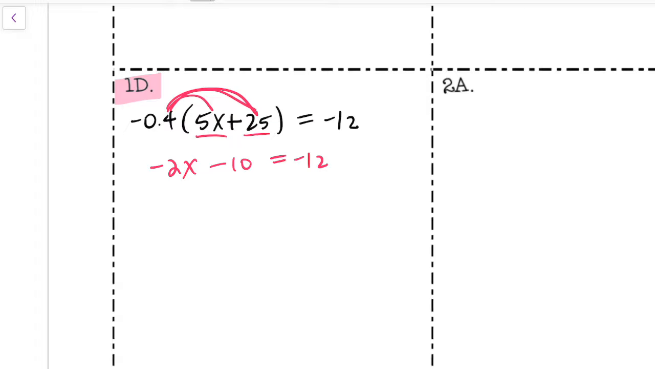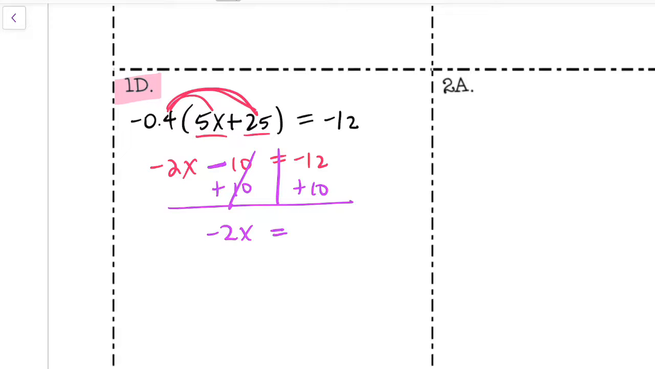So we've only got one x. We have no combining like terms to do. But what we can do is we can move that 10. The 10 is attached to my variable using subtraction. To undo subtraction, we use addition. So we get to add 10 to both sides of our equation. Make sure you do it once left of the equal sign and once right of it. So we have negative 2x equals negative 12 plus 10.